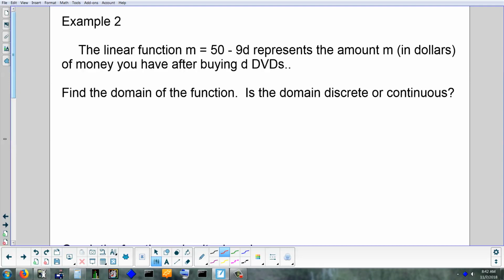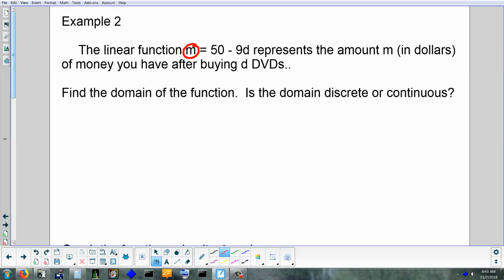All right, so it says, find the domain of the function. Is it discrete or continuous? So the mistake of that last one we did, it gave us a limit, right? So we can only buy this amount of tickets. This one is not telling us how much we have, right?